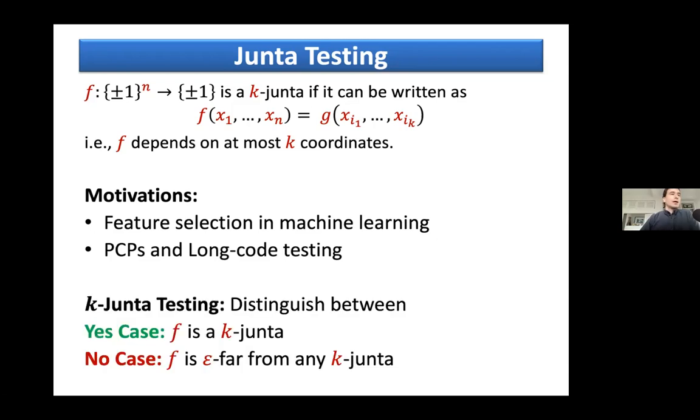Okay, so let me spell out what I mean by k-junta testing. This is just applying property testing to the case of k-juntas. So we really want to distinguish between two cases. In the yes case, the function is a perfect k-junta. And in the no case, the function is epsilon far from any k-junta.